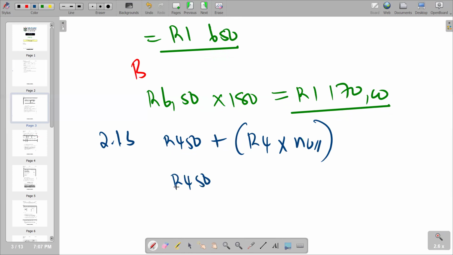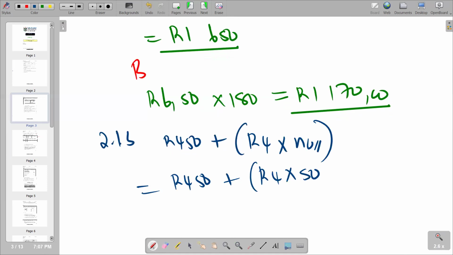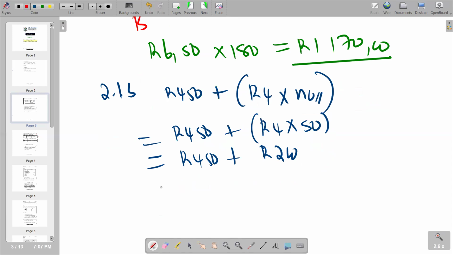So with that now, we have 450 plus 4 rand times the number, of which the number in particular, according to the question, is given as 50. So we multiply by 50. We remove the brackets by saying 4 times 50, and what we get is 200. So it's simplified further, it becomes 450 plus 200 rands. We add the two, and the answer that we get becomes 650. So this is the total cost for 50 loaves.